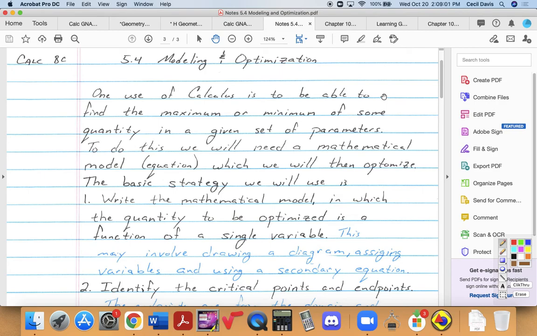We may want to figure out what is the maximum of something or what is the minimum. In economics, you want to find what is the maximum profit, what is the minimum cost for something. Those kinds of things are something that calculus gets used for.